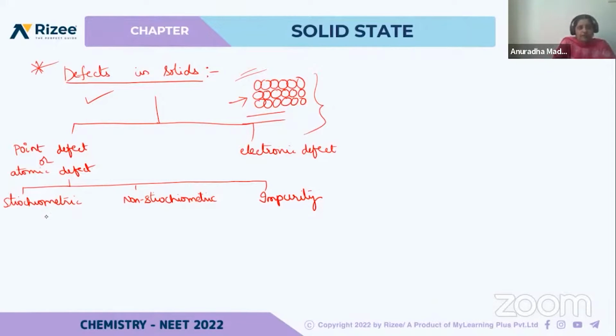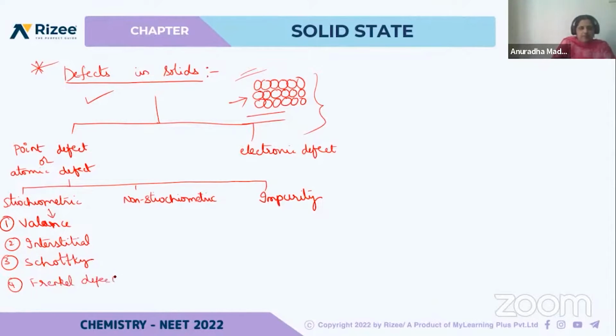This stoichiometric defect is further divided into four types: the first is vacancy defect, the second is interstitial defect, the third is Schottky defect, and the last one is Frenkel defect.